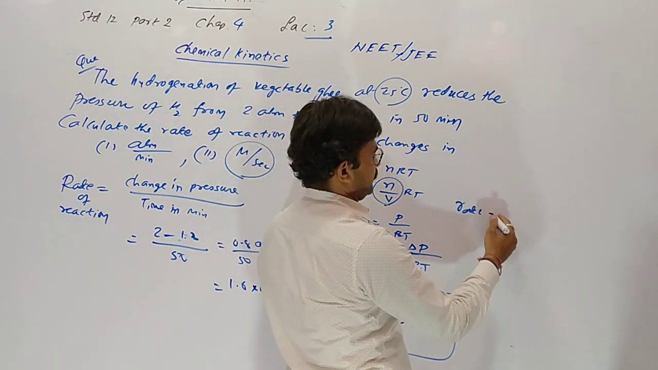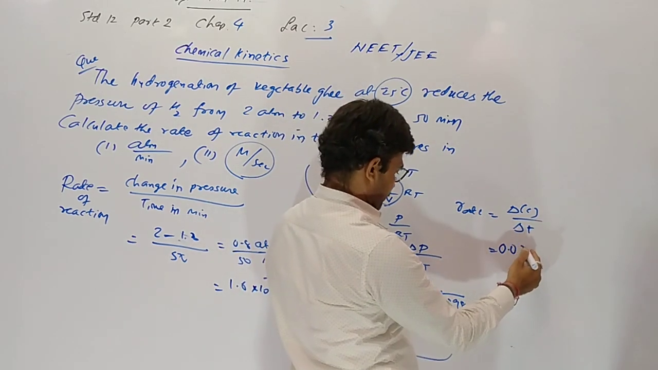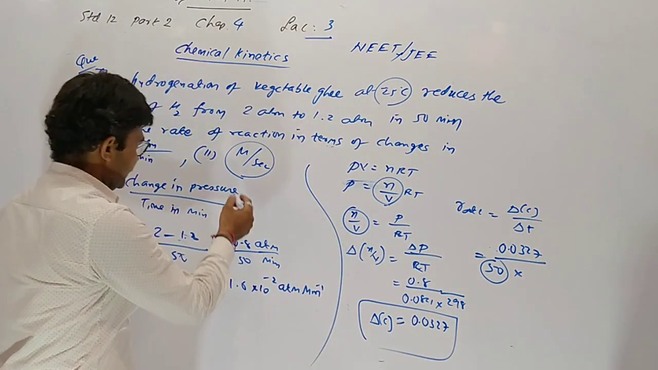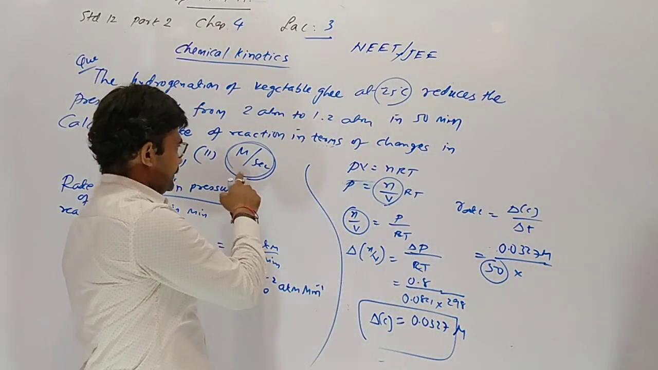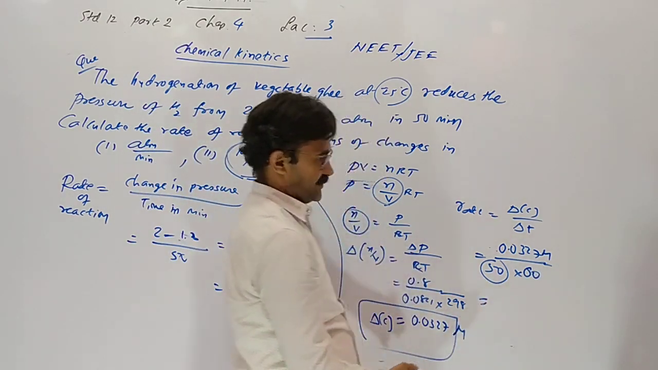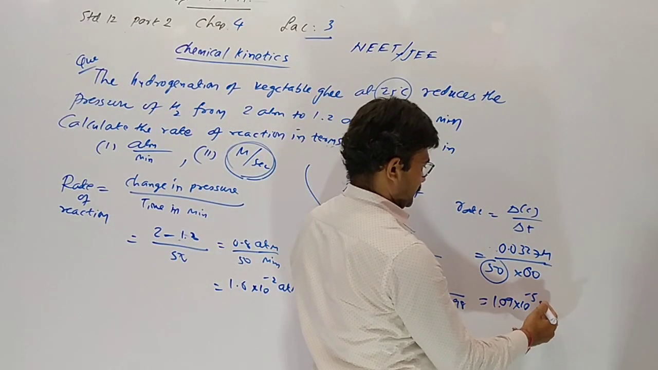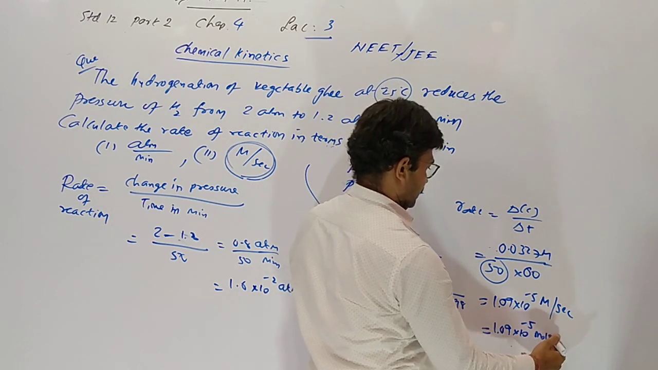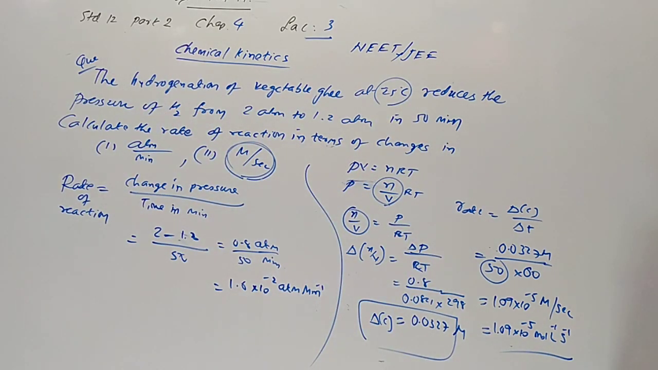So now rate equal to change in concentration upon time. 0.0327 divide by 50, but this one is in minute, asked in second. This step is now molarity. Minute into second, so 50 multiplied by 60. So 1.09 into 10 raised to minus 5 molarity per second, means mole per liter per second. This is our answer. Understood?